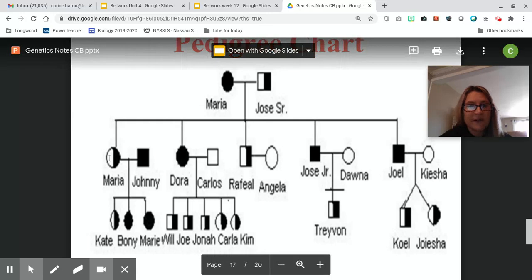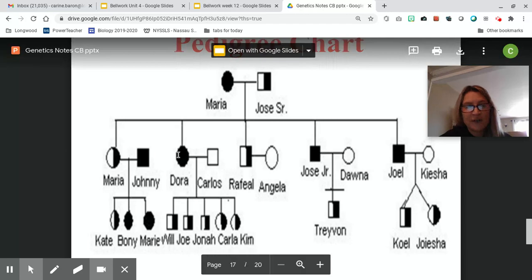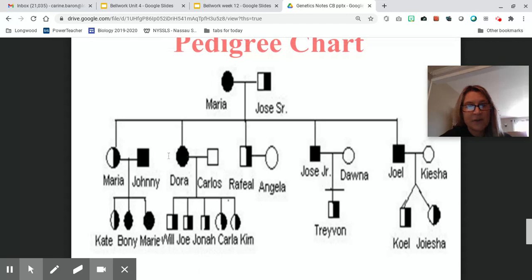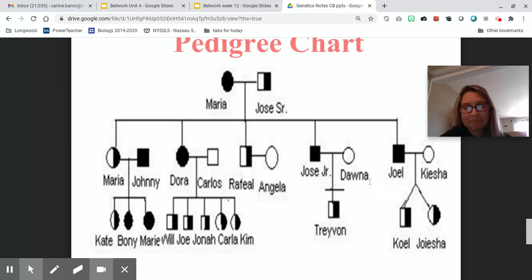Okay, so let's look. They have Maria, they have Dora, they have Raphael, they have Jose Jr., and they have Joel. So they have 1, 2, 3, 4, 5 children together. That would be 2 females, 2 daughters, and 3 sons. Now, if you're asking why I didn't count Angela and Carlos and Johnny, Donna and Keisha, I didn't count them because, as you can see, they have a union or a marriage with each of these children. They're not Maria and Jose's biological children.